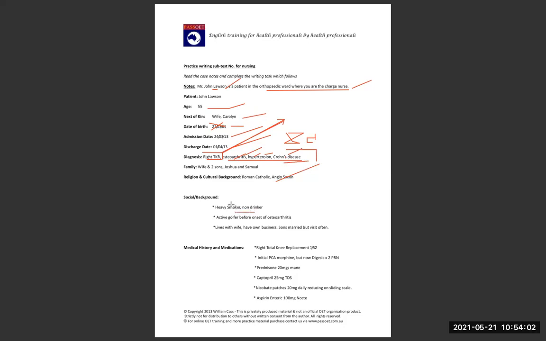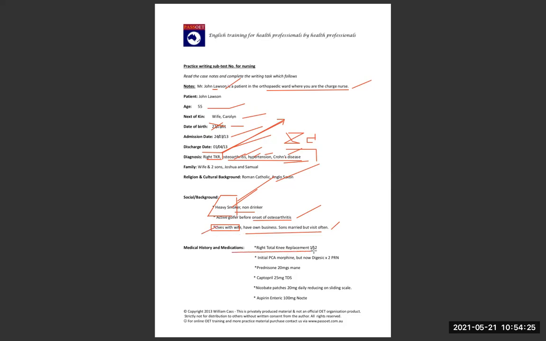He is a heavy smoker, of course we will write, because it has been given for the Crohn's disease that he needs to quit smoking. So I will take this data. Active golfer before the onset of osteoarthritis can be written, can be avoided, up to you. Lives with his wife and son. So we can say that he is living with his wife because wife has been given in the discharge plan. So I would like to take this data.